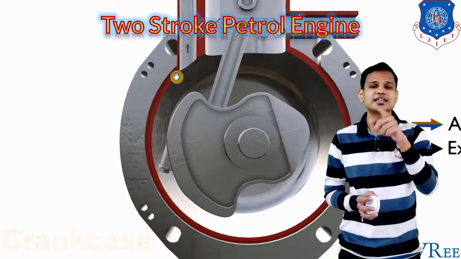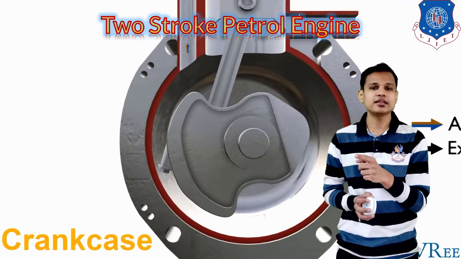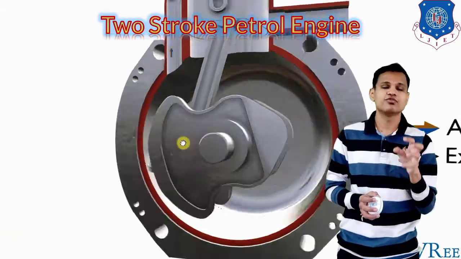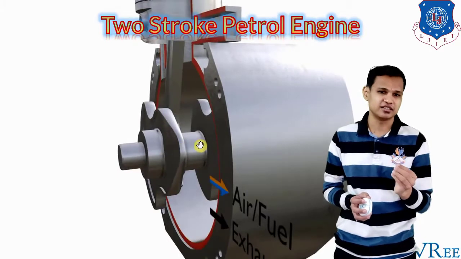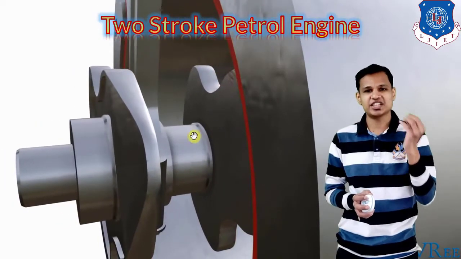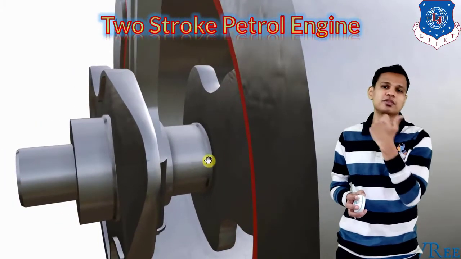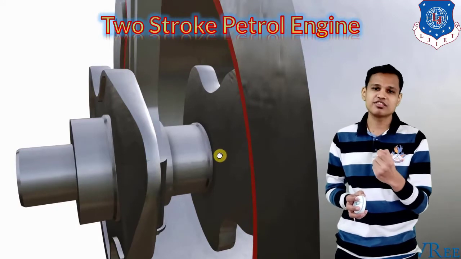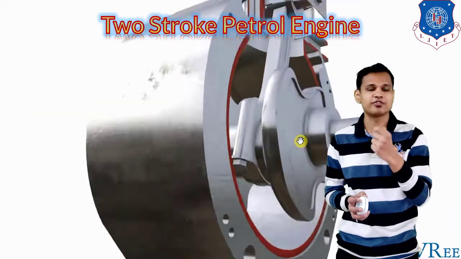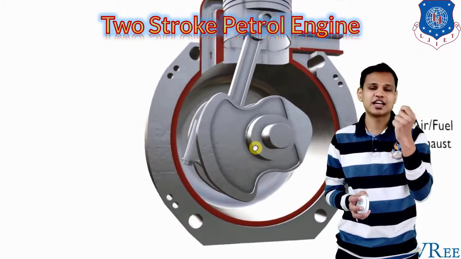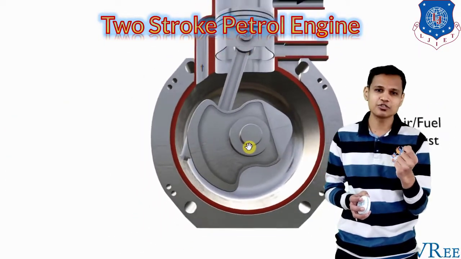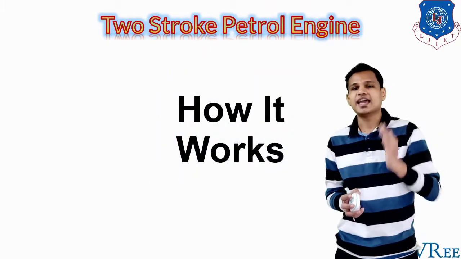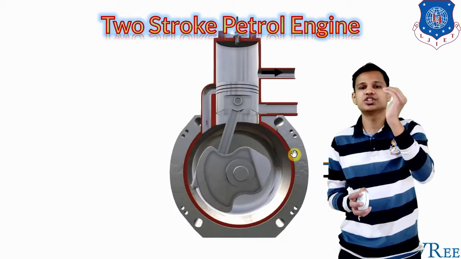Also you can see the crankcase. In the crankcase, the charge which is coming from the inlet will be first pressurized. The crank will pressurize the charge which comes from the inlet valve. After pressurizing that charge, the charge will be transmitted with the help of the transfer port. That transfer port transmits the pressurized charge into the engine or into the combustion chamber.